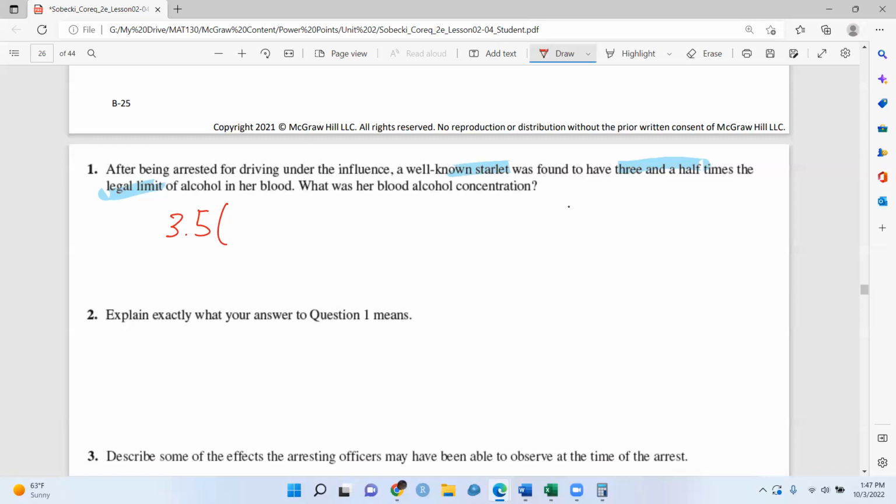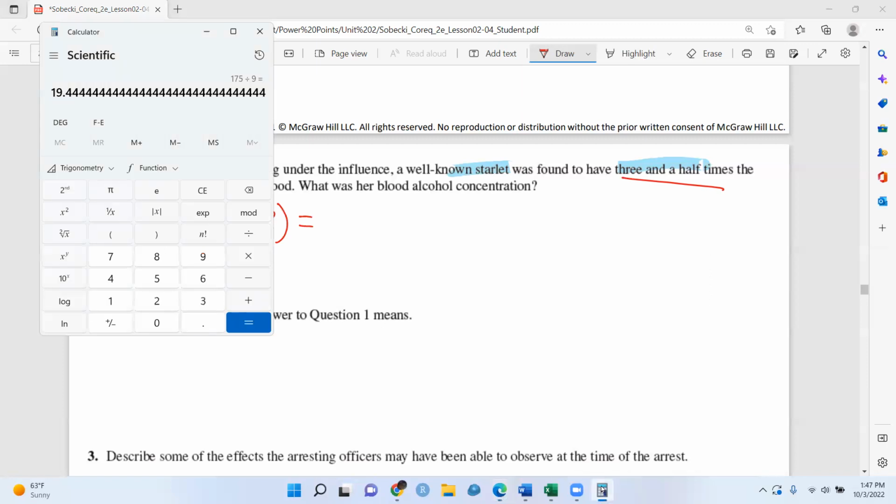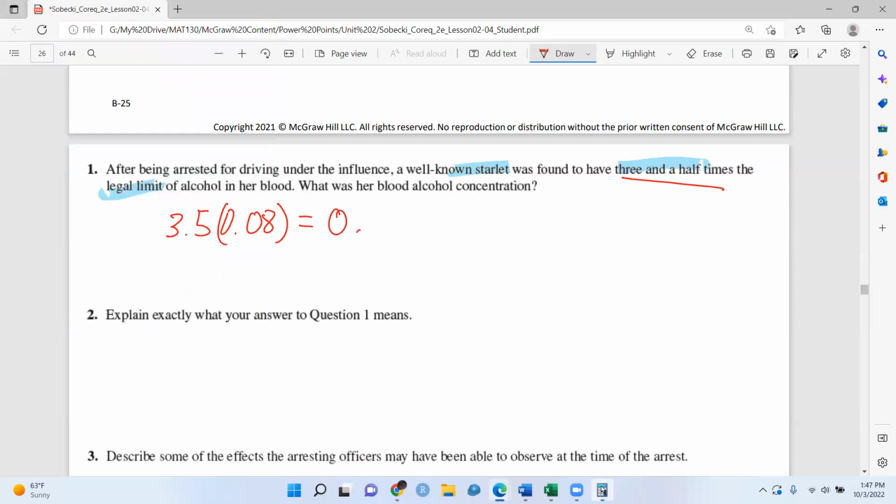Well, if we're going 3.5 times the legal limit, here is the legal limit. So we just want to figure out, what is that? 3.5 times 0.08 is 0.28% of this particular person's blood.